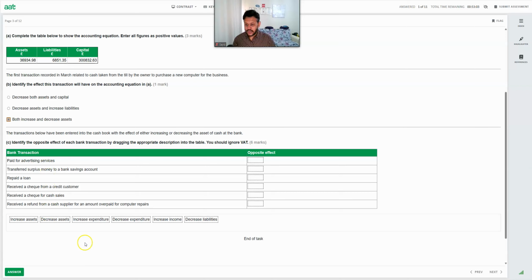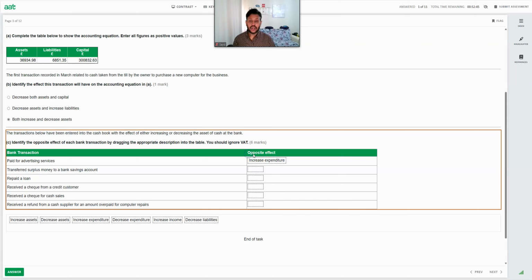So we say increase the expenditure, because advertising is expenditure. Be very careful. Do not think like decrease the asset because the bank is going down. Don't think that way, because it's the opposite effect. We are looking at the opposite effect because they already give us the bank. So bank is going down or going up anyway, they don't want to know that. They want to know the opposite effect. What is happening to the opposite side? The opposite side is expenditure is increasing.